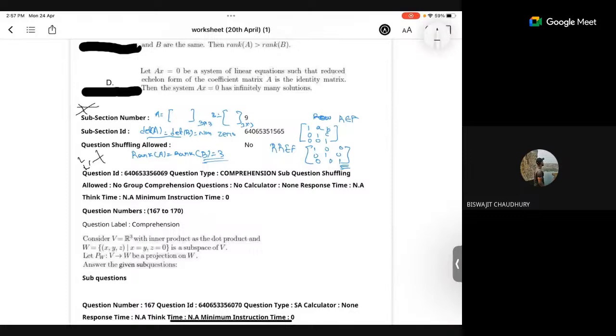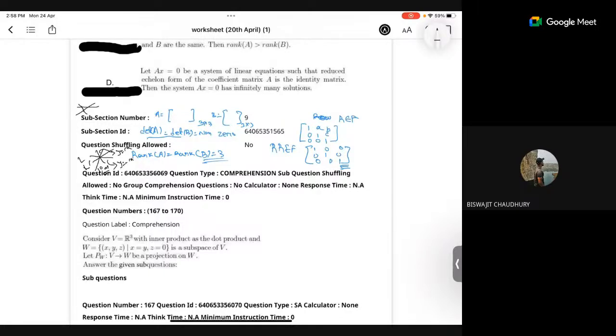What about this? Suppose this is a subspace, and this is a subspace. This is the line y equal to x, and this is the line y equal to minus x. Both are subspaces, right, in R2? Yes. But what will be the intersection of both of these? This point only, (0, 0), right? So what about (0, 0)? (0, 0) is also a subspace of R2, right? Yeah, that's the thing.